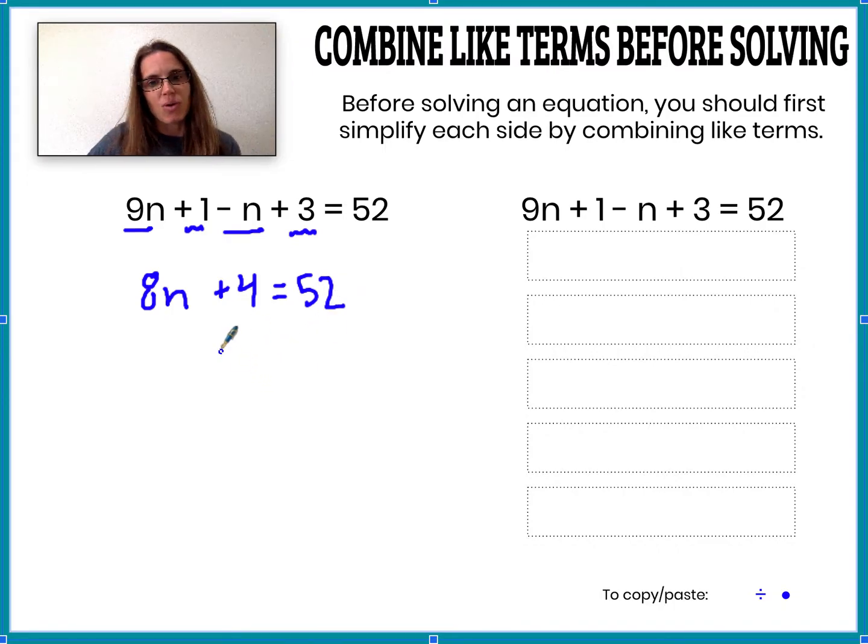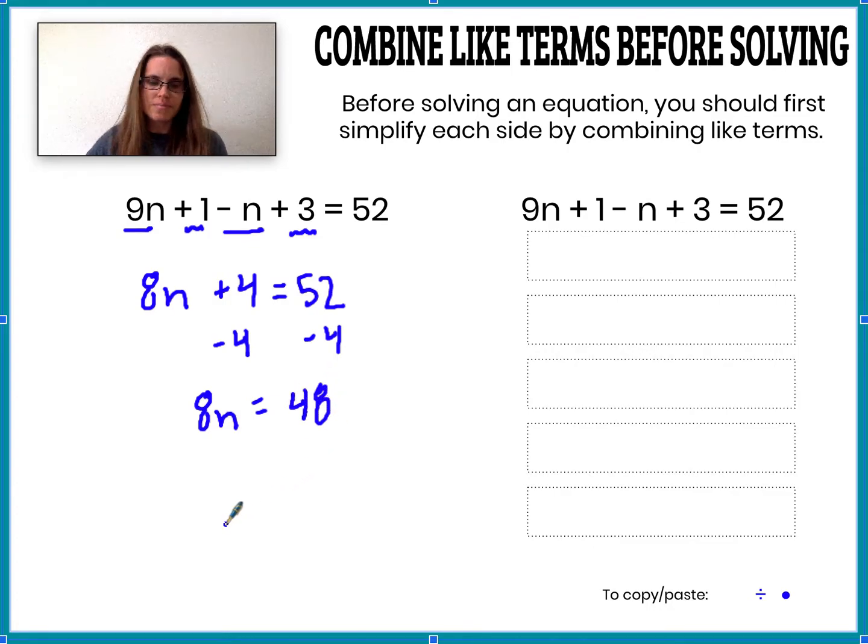When I'm solving this equation, the first operation that I need to undo is the plus 4. Therefore, my first inverse operation is subtracting 4 from both sides of my equation. 8n plus 4 minus 4 just leaves me with 8n. 52 minus 4 is 48.